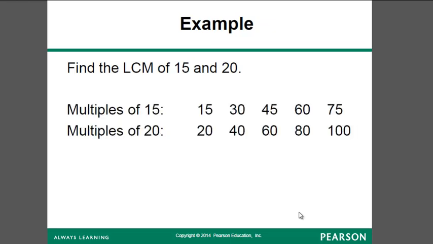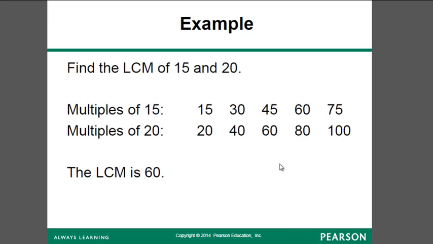So here they are. The multiples of 15 are 15, 30, 45, 60, and 75. Multiples of 20 are 20, 40, 60, 80, and 100. Do you see anything common between those two lists? Yes, the 60 is common. Therefore, our least common multiple is 60. That is the first number that is common between the two numbers.